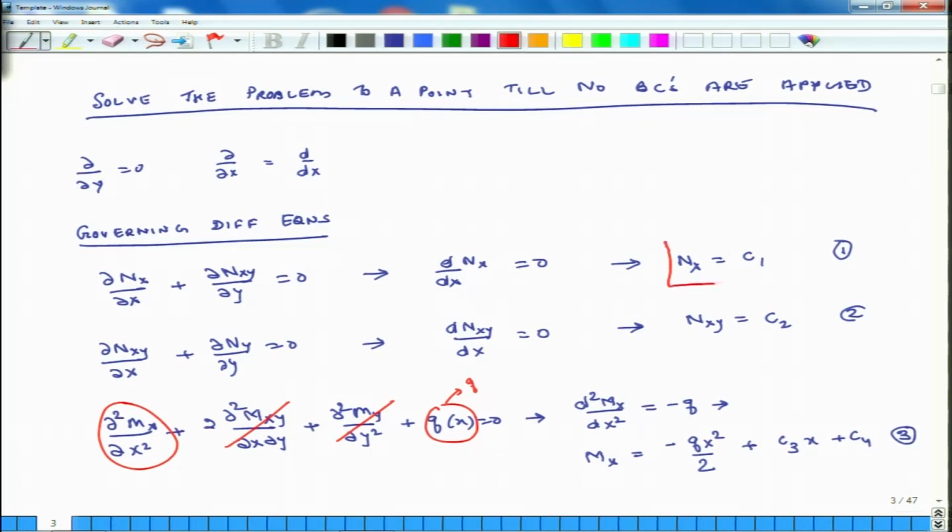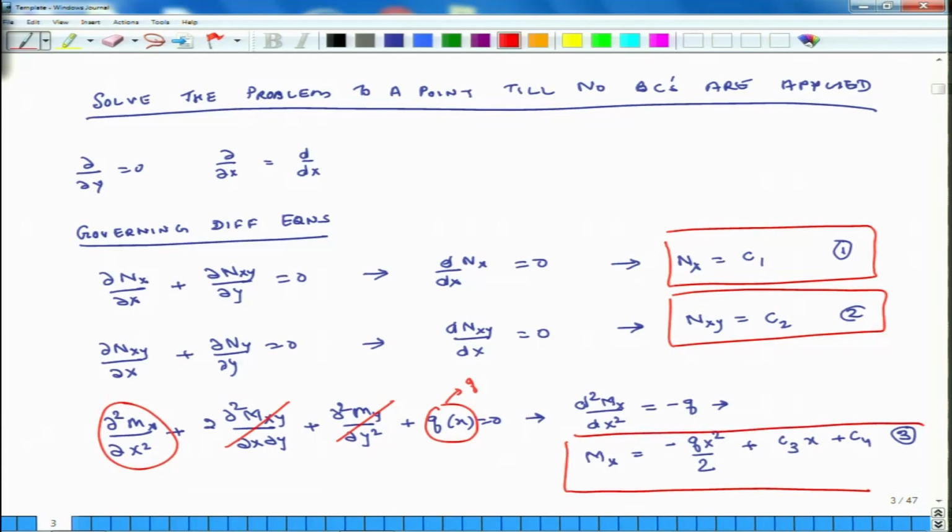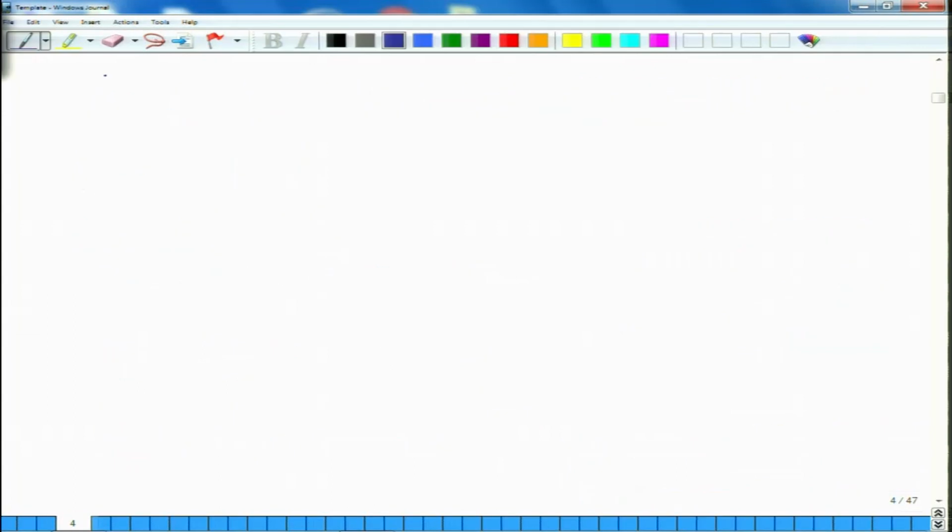So, these three equations 1, 2 and 3 are common to all the 4 different cases. So, now what we will do is, we will solve case A.